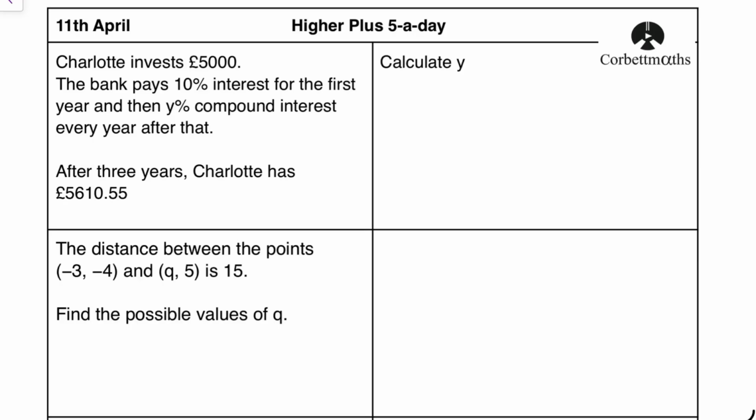So Charlotte invests £5,000. The bank pays 10% interest, and then Y% after that, after 3 years. It's a compound interest question where you have to reverse the interest. So I know she puts in 5,000. After the first year, the multiplier is 1.1 because 10% is a 1.1 multiplier. In other words, 100% plus 10% is 1.1.